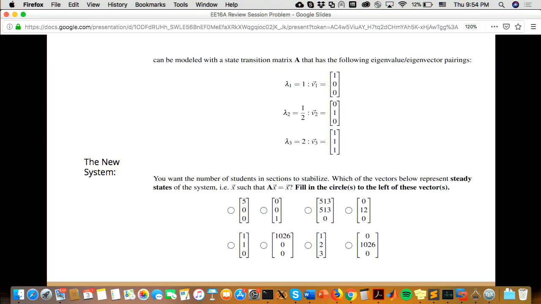So the first question is, which of the vectors represent steady states of the system? Well, the steady state we said is something corresponding to lambda equals 1. That's something we've mentioned many, many times. And now we just have to find which of the 8 vectors given to us are scaled versions of the eigenvector corresponding to the lambda value of 1. And we see that, for example, 5, 0, 0 is just 5 times that vector. And because they're aligned, that's also going to have an eigenvalue of 1, which means that that's going to be a steady state. Similarly, we look at 1026, 0, 0. That's also a scaled version of the same eigenvector.